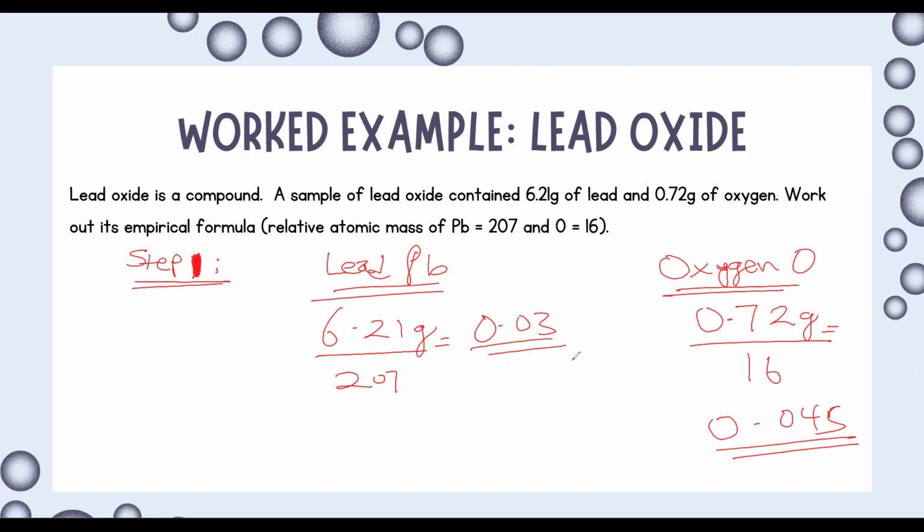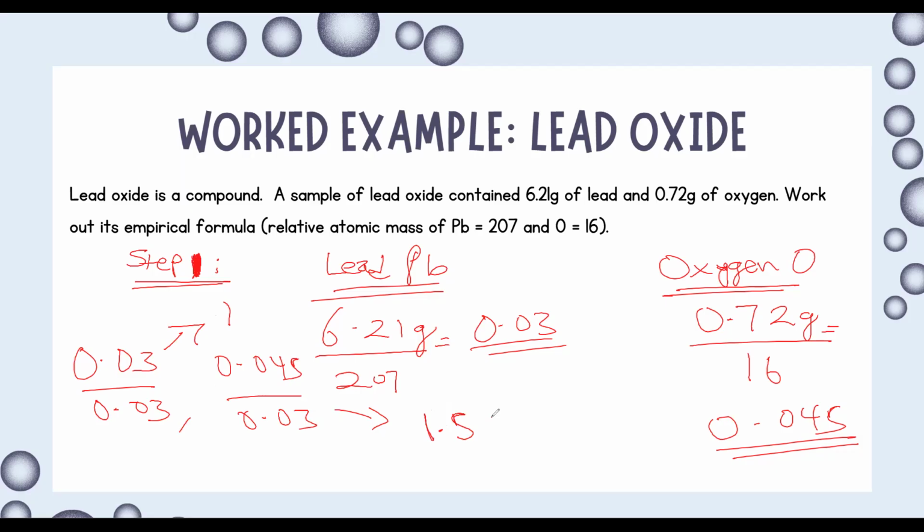Divide by the smallest. Which one is smaller? So the smaller one, which one is the smallest among all of them? 0.03. So we say 0.03 divided by 0.03, and then we have 0.045 divided by 0.03. This one over here is going to be equal to 1, and this one over here, 0.045 divided by 0.03, is going to be equal to 1.5.